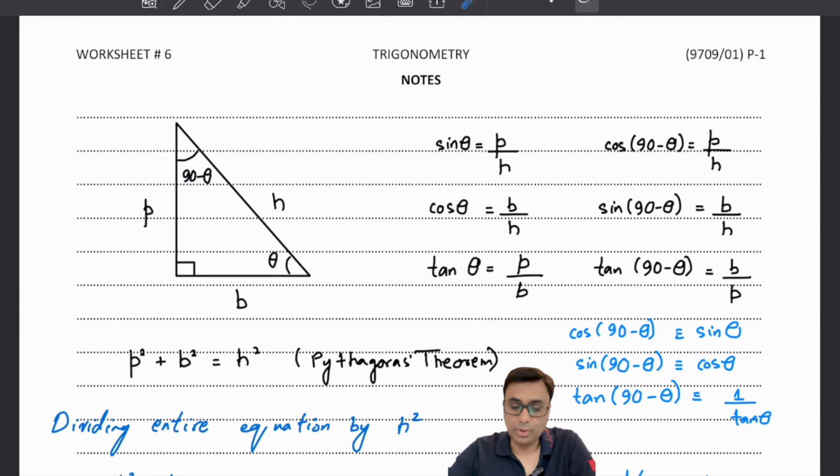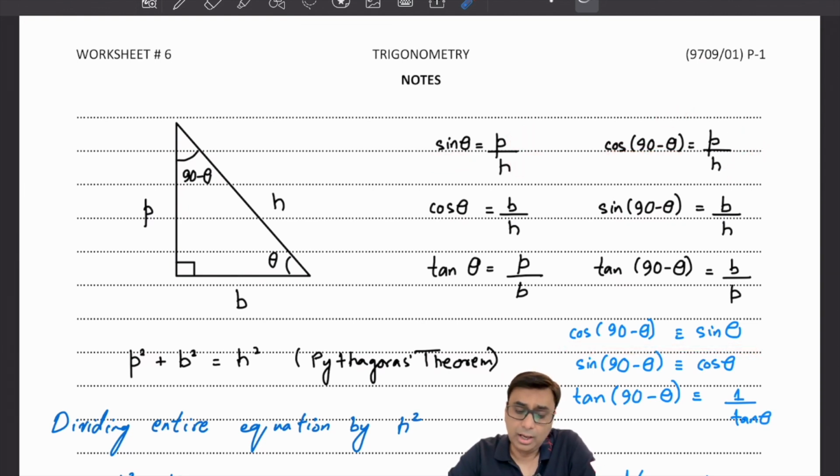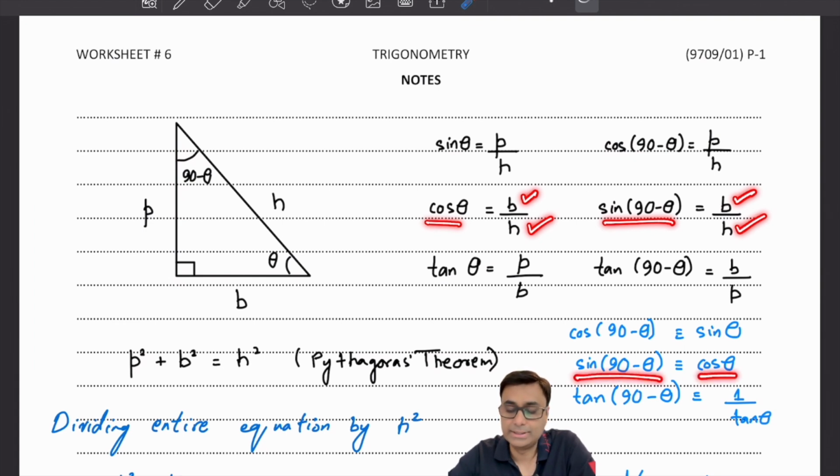Now, once we do identify these, that gives us some important formulas. If we look at it closely, that sine theta is perpendicular over hypotenuse and cos of 90 minus theta is also perpendicular over hypotenuse. So that means sine theta must be equal to cos of 90 minus theta. I get an identity from here. Similarly, if I look at cos theta, which was base over hypotenuse, but if I look at sine of 90 minus theta, that is also base over hypotenuse. So that means sine 90 minus theta must be equal to cos theta.